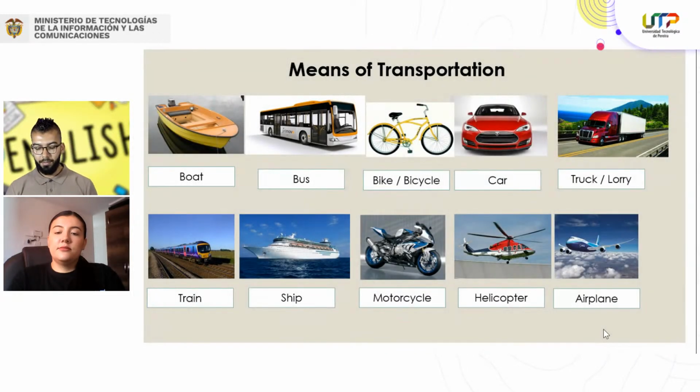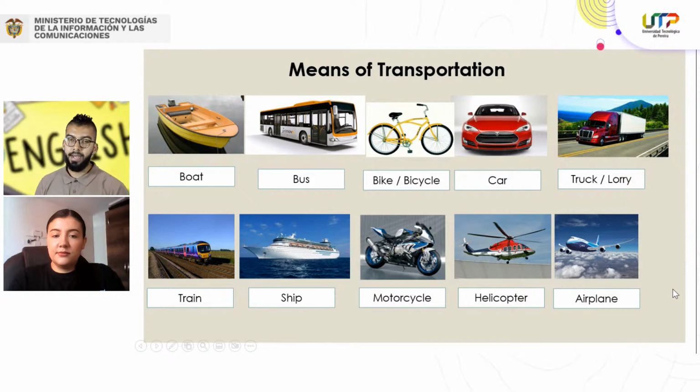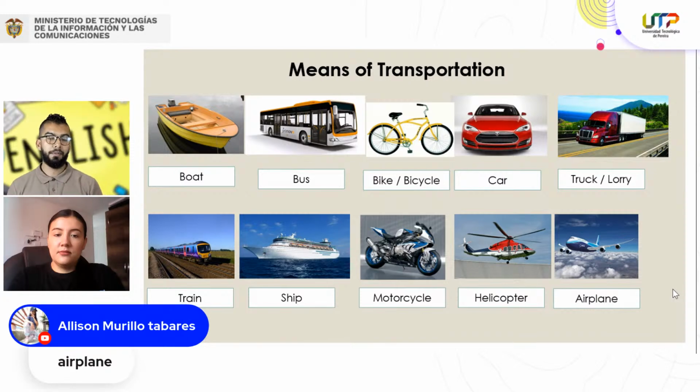So here we have the means of transportation that we learned today. Guys, please don't forget this vocabulary. It's very useful because you can use it in your daily life.